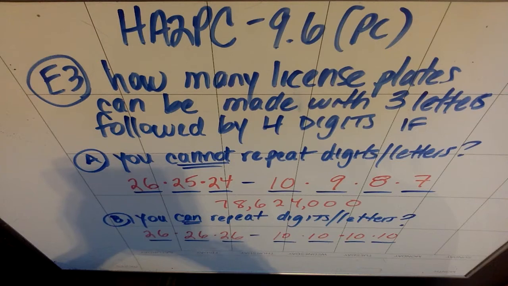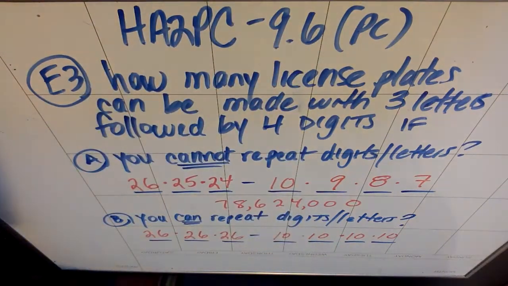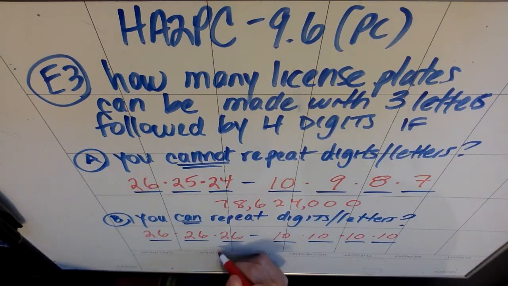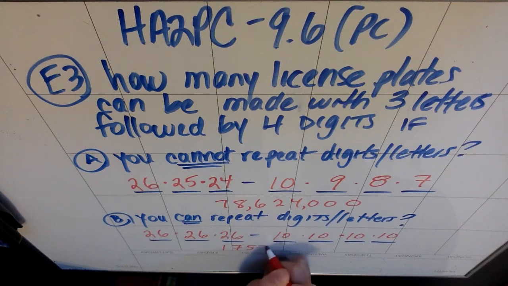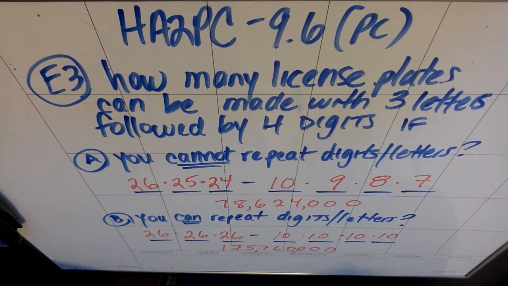So 26 times 26 times 26 times 10 times 10 times 10 times 10, right? Just like that. And I hit enter, and I get a very large number, 175,760,000, right? So that's 175 million possible license plates, which is kind of crazy.